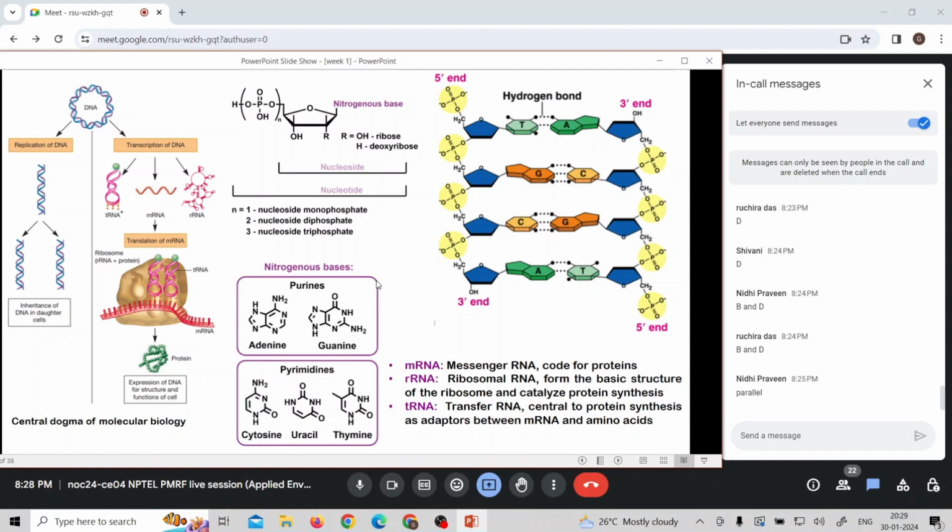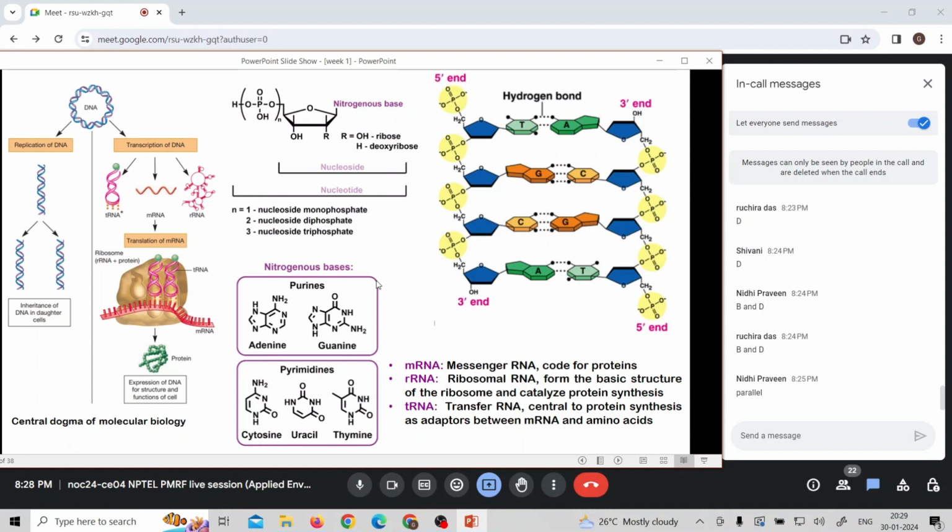So here you can see we have cytosine, uracil, and thymine. I hope by now you are all aware that cytosine and thymine are present in DNA, whereas uracil replaces thymine in RNA. So that is why we have three pyrimidines here. In RNA, you have adenine and guanine, and in DNA you also have these both. Cytosine is also present in both DNA and RNA, but in RNA uracil is present, while in DNA thymine is present. That is the key difference.